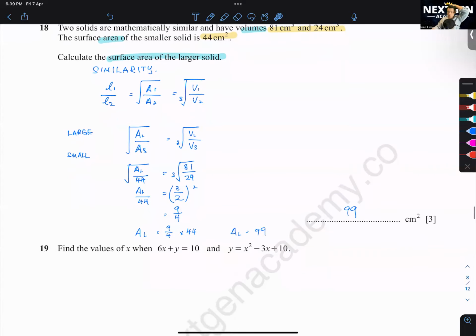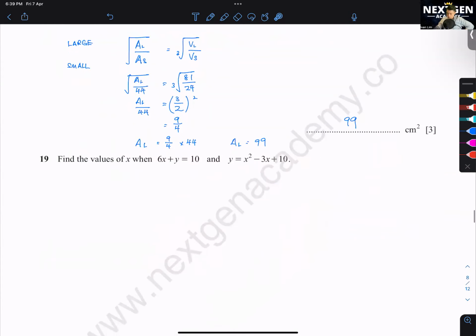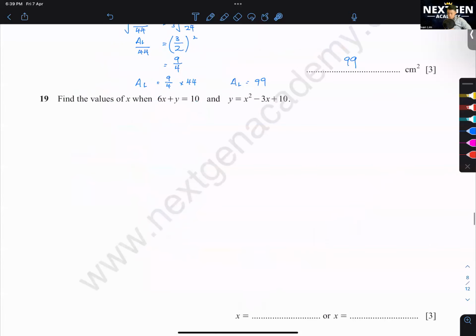Okay, let's go. Question 19. Find the values of x when 6x plus y equals 10 and y equals x squared minus 3x plus 10. So this is a simultaneous equation. Okay, I first need to substitute, right? Okay, so I sub equation 2 into 1 first. So this will be 6x plus x squared minus 3x plus 10 equals 10.